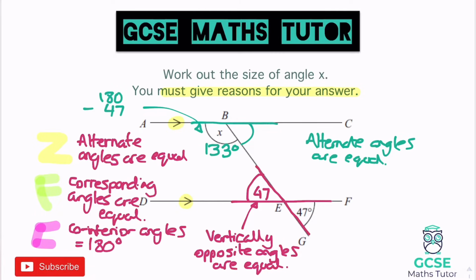I could have maybe not found this alternate angle. I could have then had a look at this as the co-interior angles look. I could do 47 with that one, makes that backward C shape, and those 2 angles have to add up to 180.